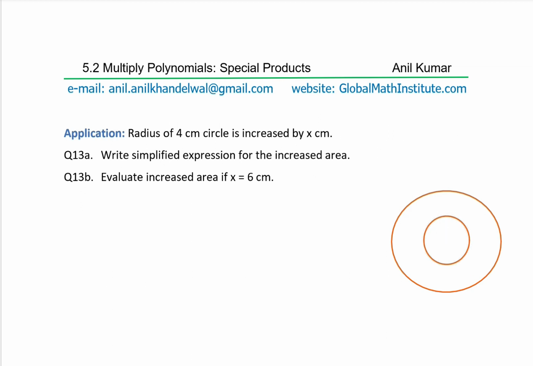So we are saying in this particular case, the radius of 4 centimeters is increased by x. So that means it becomes 4 plus x. Write a simplified expression for the increased area. So that is the question. The increased area for us is this area. Can you pause the video now and answer this question? I hope the question is absolutely clear.